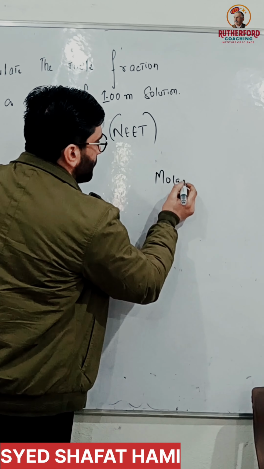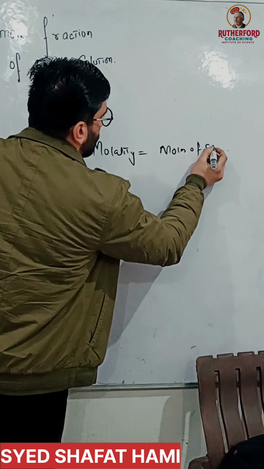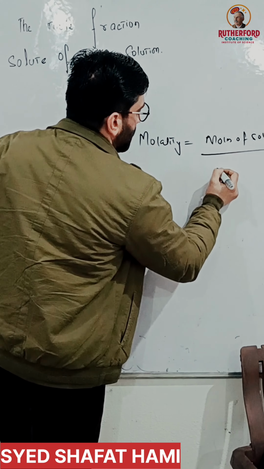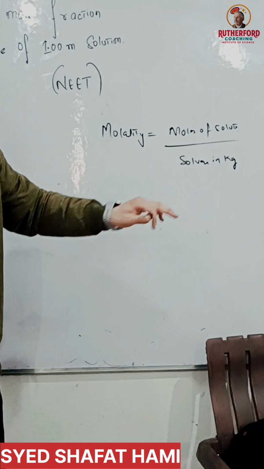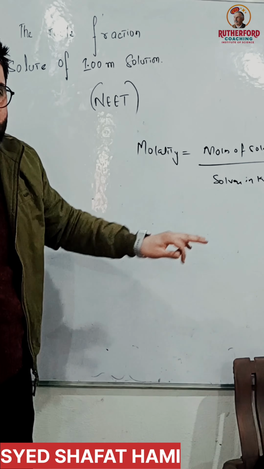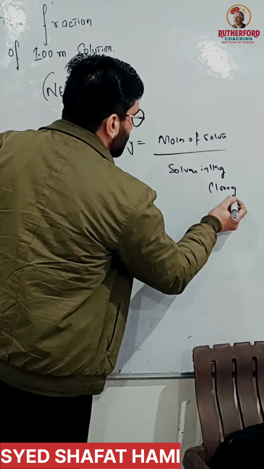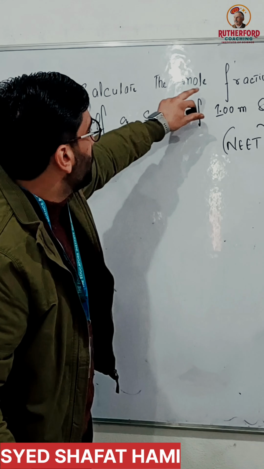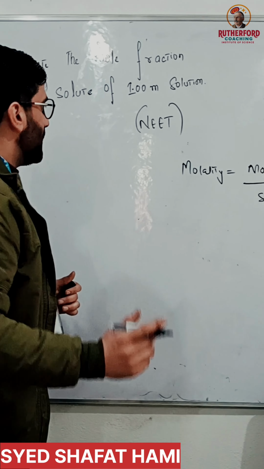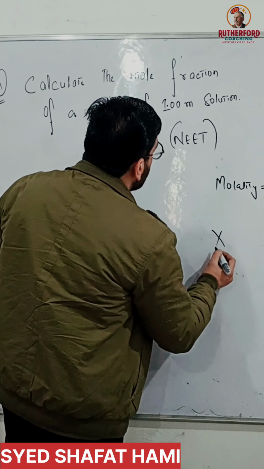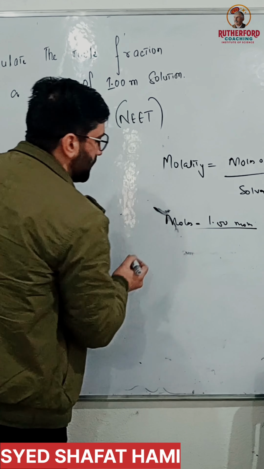We know the formula of molality is equal to moles of solute upon solvent in kg, which means the number of moles of solute is dissolved in a given kg of solvent. We take 1 kg of solvent, which is equal to 1000 gram of solvent. Here we need to calculate the mole fraction of the solute, which is dissolved in 1 kg of the solvent. We already know the moles of solute, which is equal to 1.00 moles.